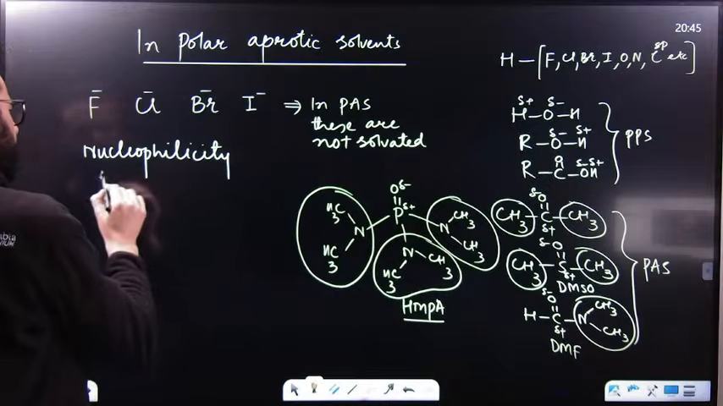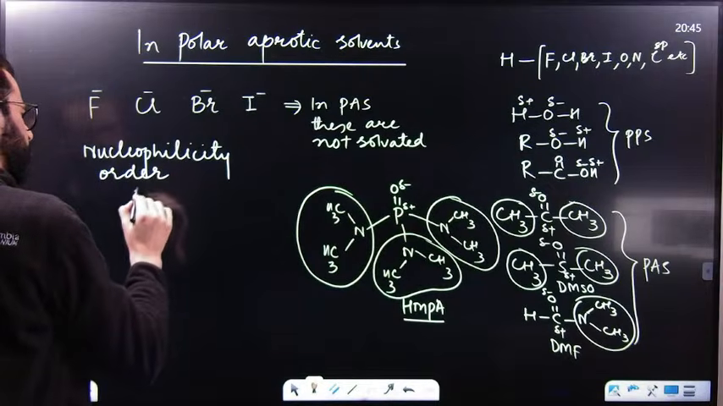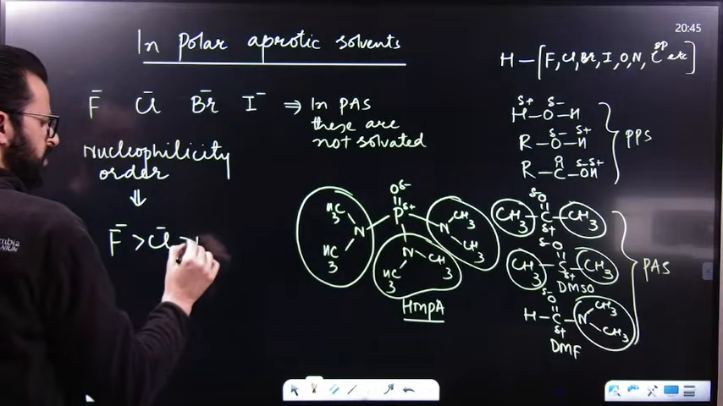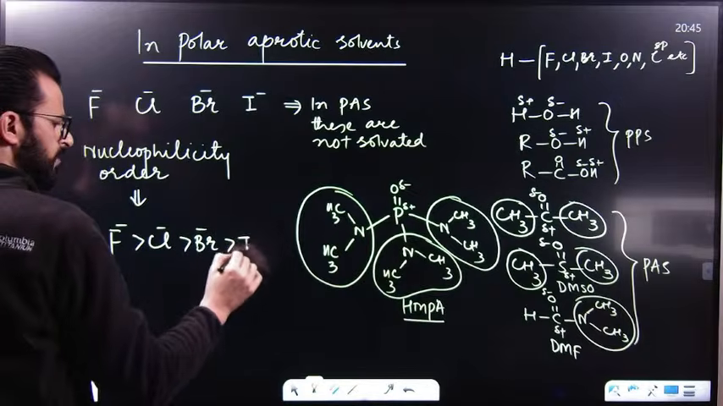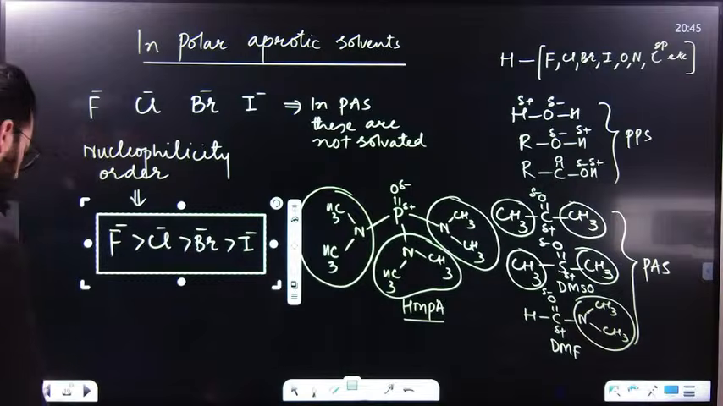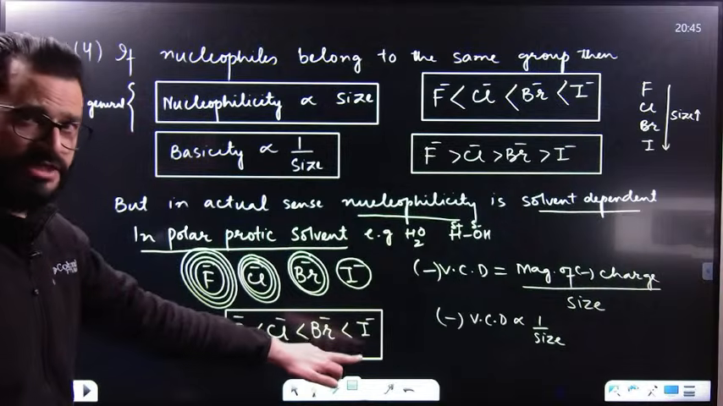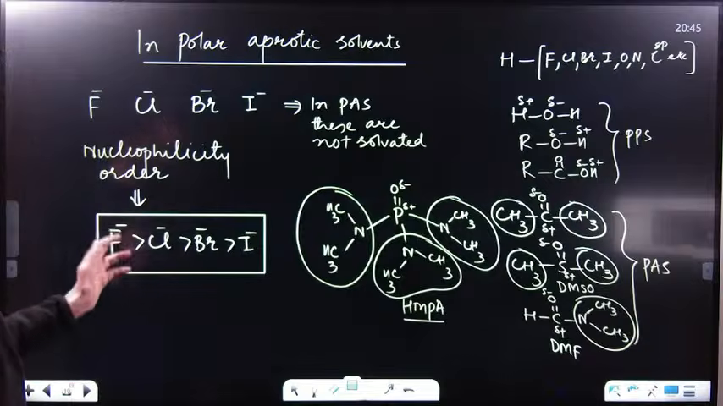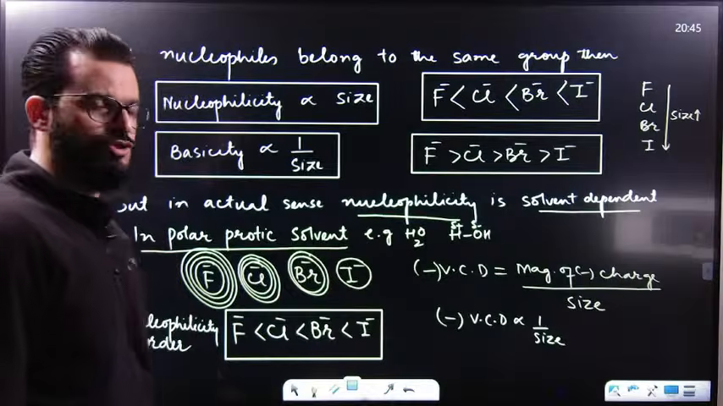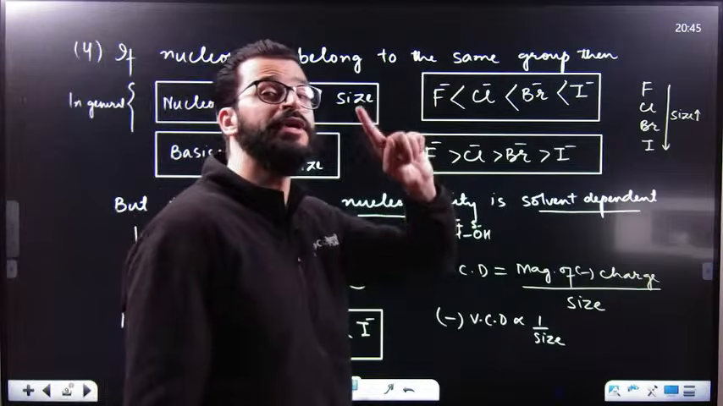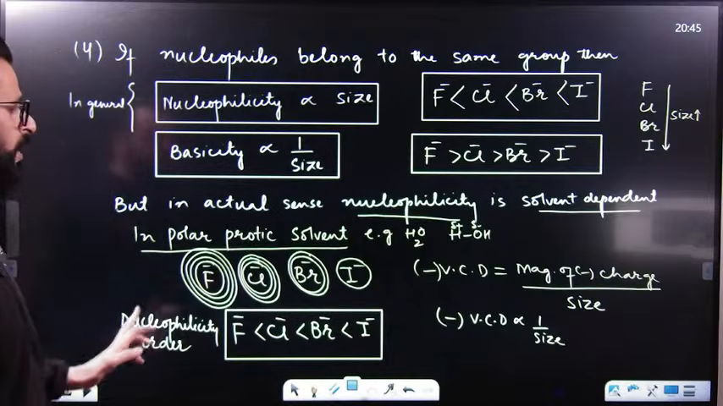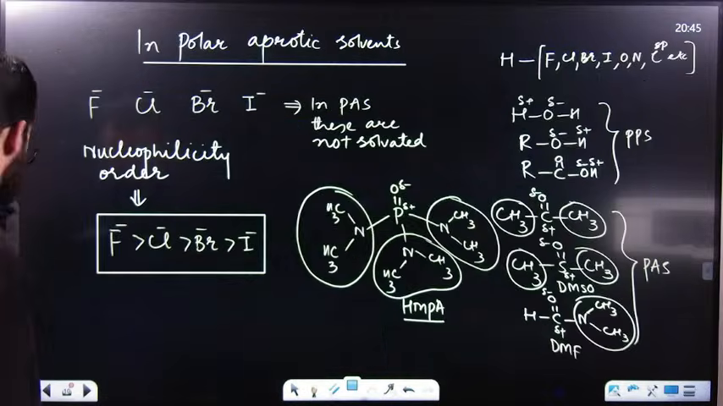Nucleophilicity order will be simply F minus greater than Cl minus greater than Br minus greater than I minus. Now have a look, this order has been changed. In this, I minus was a stronger nucleophile, but in this F minus is a stronger nucleophile. That's why nucleophilicity is basically solvent dependent. But if solvent is not given, take water as solvent and write down the answer of a polar protic solvent. I hope this is clear to everyone.